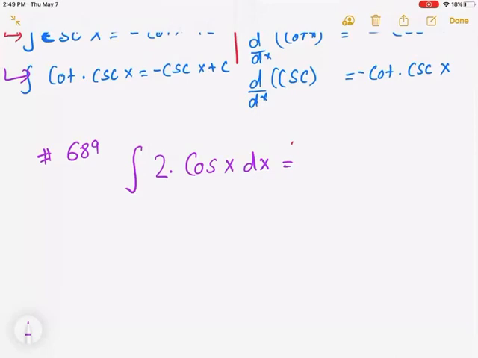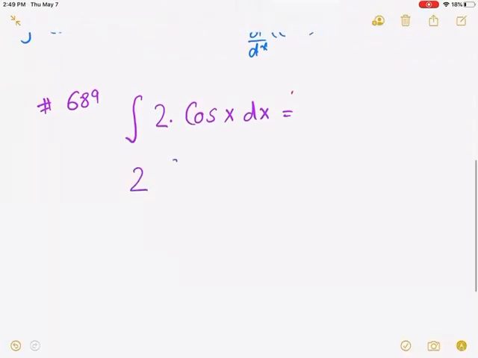Yes, sine and cosine, we already have the equations. Those are slightly different, not direct equations. Okay, for this one, I can pull out the constant, which is 2. So I can pull out the constant and take the integral of cosine x. What is that?